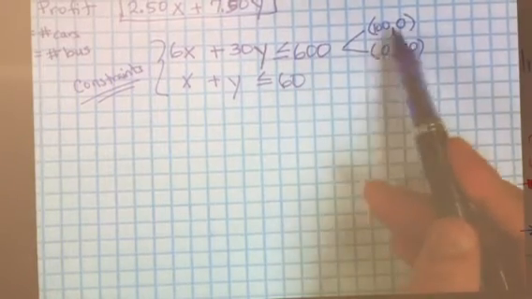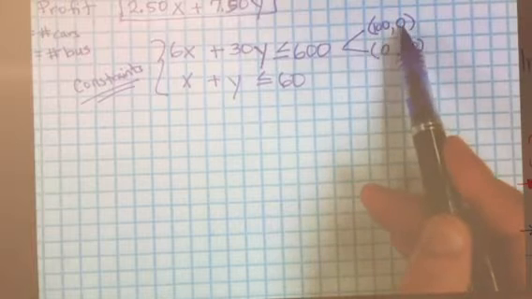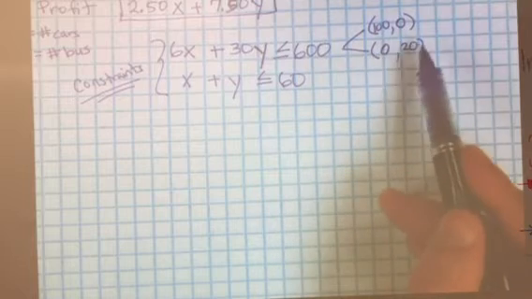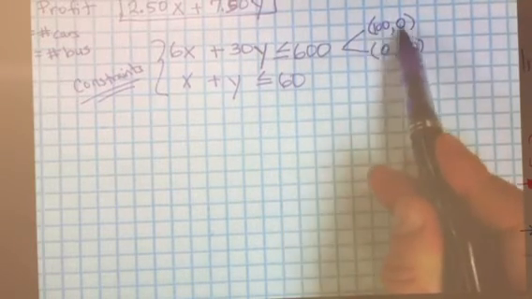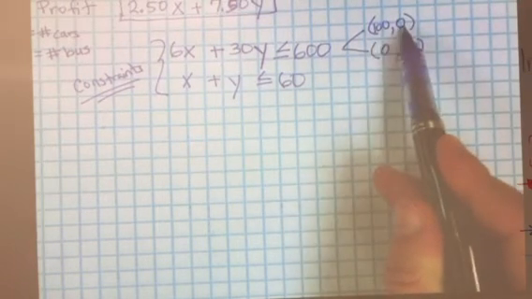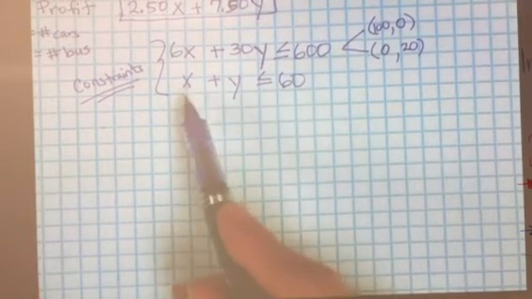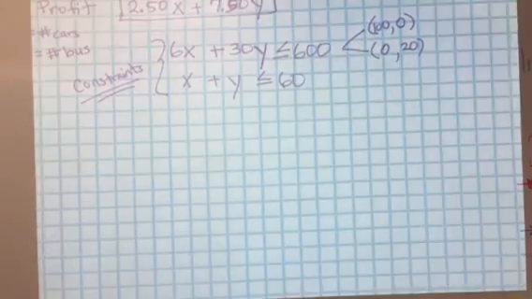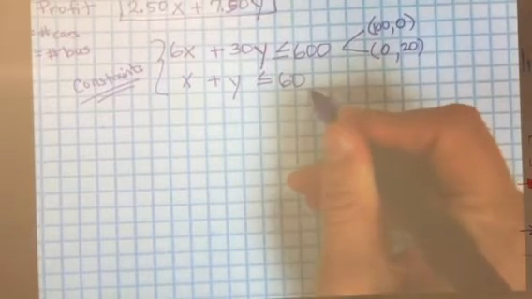This has meaning in context of the inequality. This is telling me that if I had no buses, I could park 100 cars. If I had no cars, I could park 20 buses. But already we know that this X-intercept of 100, 0 is not going to be a possible option because it doesn't fit the other inequality in the problem, because the attendant can only oversee 60 vehicles. So 100 cars isn't going to be one of our options. But it is a point on the line that we're going to graph.